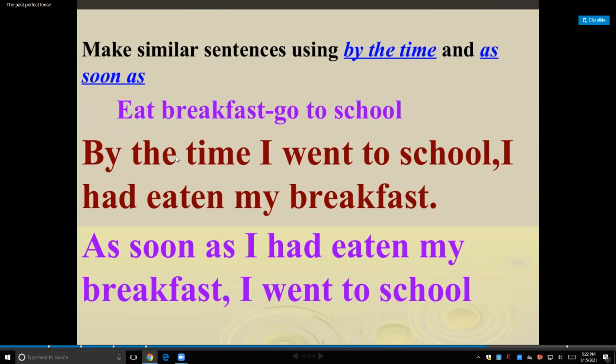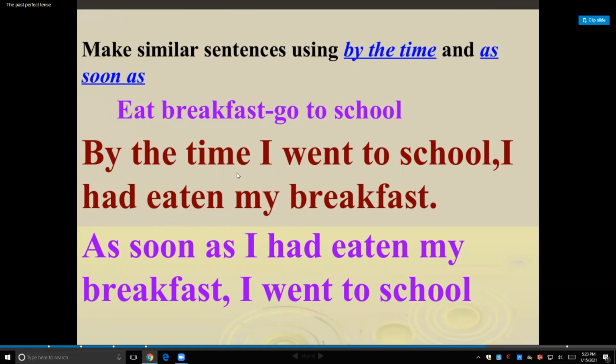So this, I went to school, has to be in past simple because this action took place later, and I had eaten my breakfast has to be in past perfect because this action took place first. So by the time I went to school, I had eaten my breakfast. Now we can reverse this sentence by changing the structure of the sentence. Instead of using by the time, we are using as soon as. So as soon as I had eaten my breakfast, I went to school.